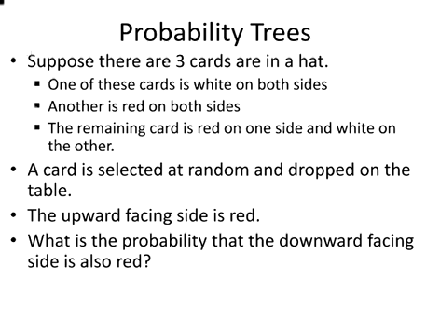Now, a card is selected at random and dropped on the table. The upward facing side is red. What is the probability that the downward side is also red?